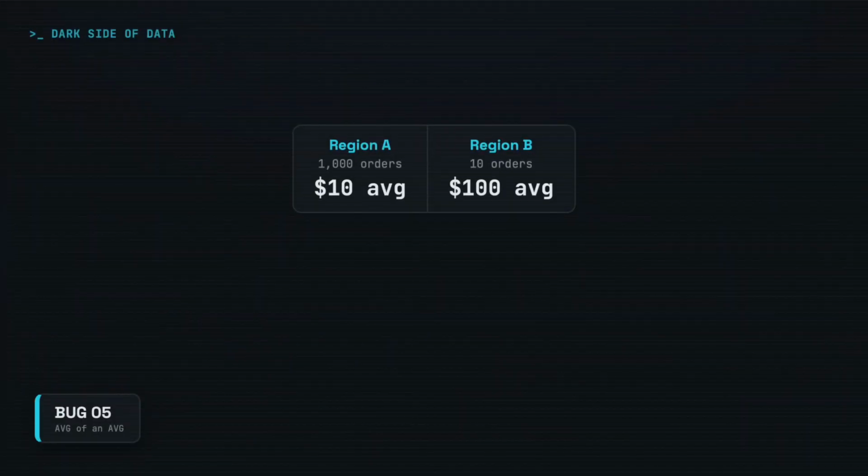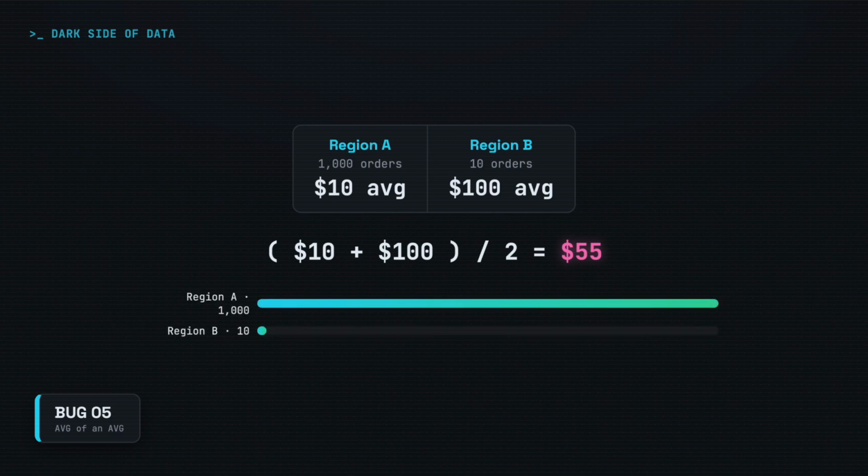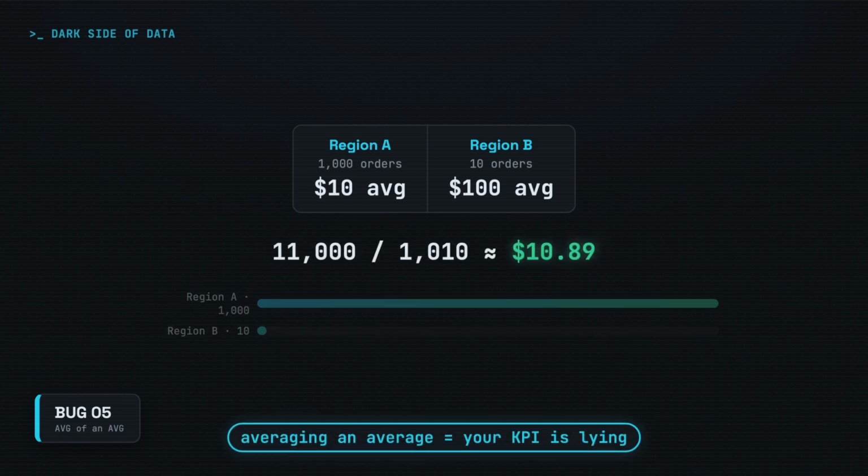2 regions. Region A, 1,000 orders averaging $10. Region B, 10 orders averaging $100. So what's the overall average order value? Average the 2 averages and you get $55. The real answer is about 11. Averaging an average throws away how many rows sat behind each number. So 10 orders carry the same weight as 1,000. The fix? Go back to the raw rows, total amount divided by total count. Anytime you average something that's already an average, your KPI is lying to you.